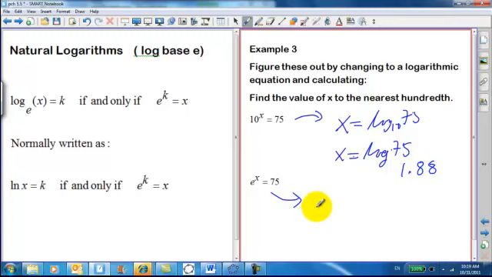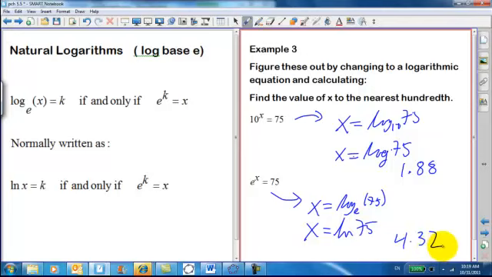And then for e to the x equals 75, x equals the log base e of 75. You don't have to write out that step. If you can see, that just goes right to natural log of 75. And the natural log of 75 is 4.32.